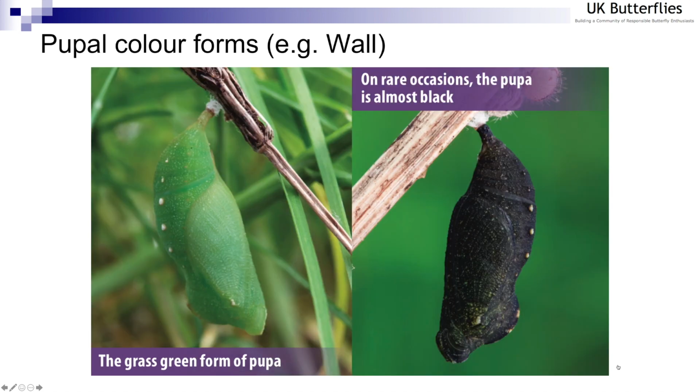And another example, strangely enough, is in the wall brown. I say strangely enough because the wall brown feeds on grasses, and you think that the grass green form of pupa would be the only form that you would really expect to see in the wild. But occasionally the wall brown also produces very dark pupae, as you see on the right hand side. It's quite a rare occurrence, but the pupa is almost black, and nobody really knows why this form occurs. But it does occur, and it's absolutely fascinating. There's absolutely no difference in the appearance of the adult that emerges from the pupa, whether it's green or almost black. So just another fascinating aspect of this particular species.